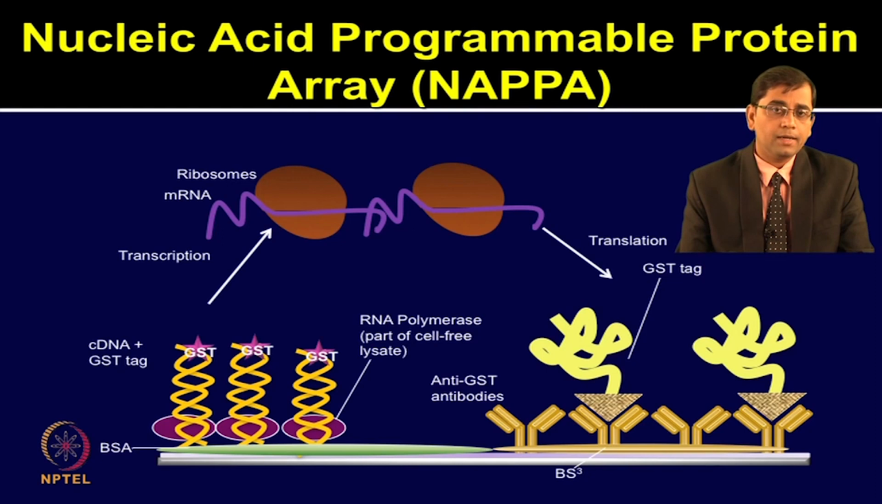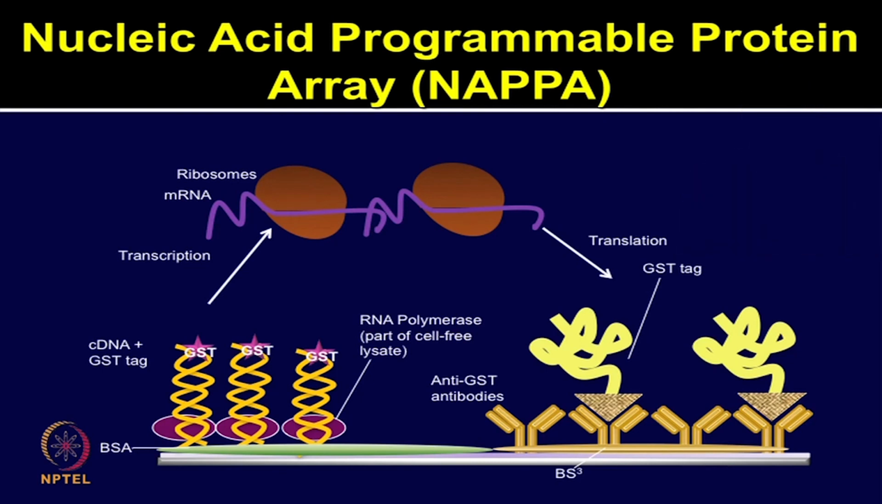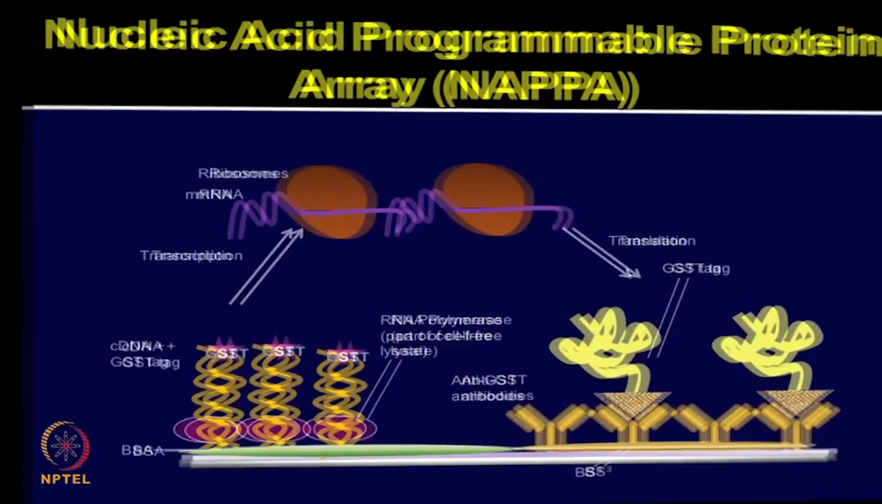So, the first step, as you can see in the slide, is transcription to mRNA, followed by translation on ribosomes to synthesize the proteins. These proteins contain GST tags because each of the cDNA clones possesses a GST tag. The capture antibody, which is immobilized on the chip surface, is anti-GST antibody. So, now these proteins will go and adhere to these anti-GST antibodies very specifically.